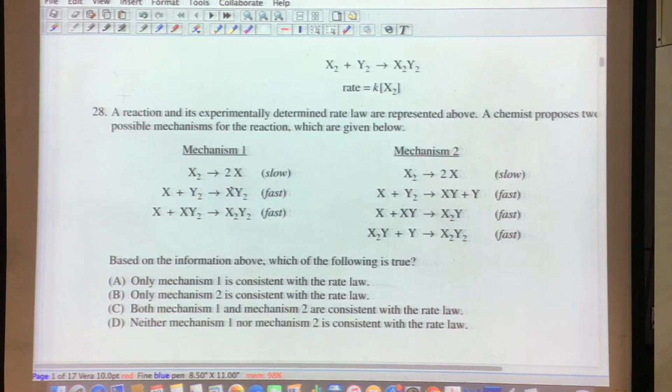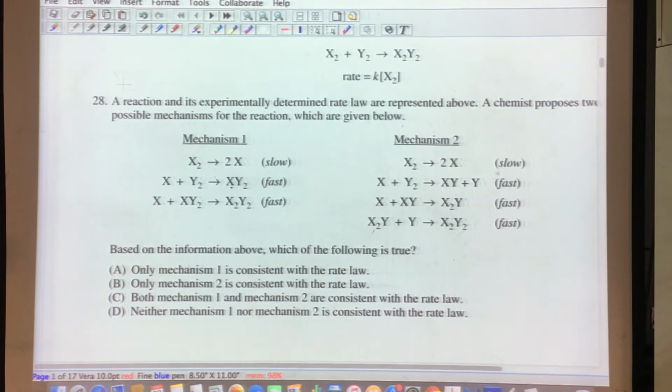Okay, rate law. All right, 28. Reaction is experimentally determine the rate law above. So we have the rate law to be first order. There's nothing in front, so first order it is. A chemist proposes 2 possible mechanisms, which are given below. Based on the information above, which of the following is true? Now, the first thing I do with mechanisms, and sometimes they do this in part 2, is they want you to stoichiometrically prove that's a possibility. Now, what they want you to do there, and even though they're not doing it in this case, it's a good idea to do this because if they're trying to pick between mechanisms, there might be a mechanism that doesn't balance off to the overall.